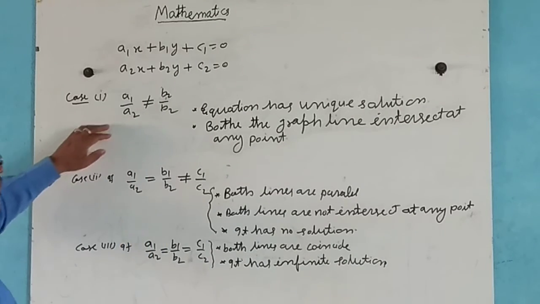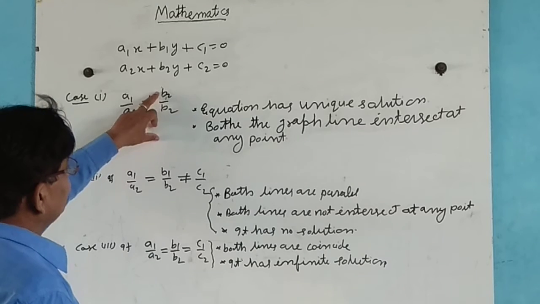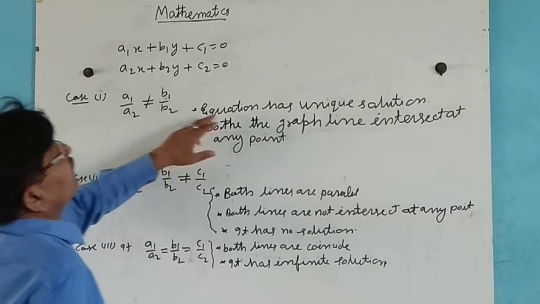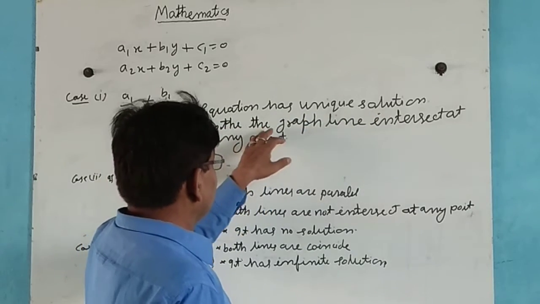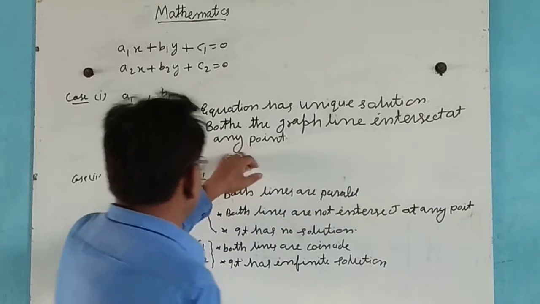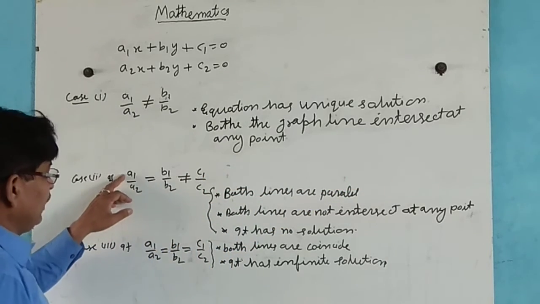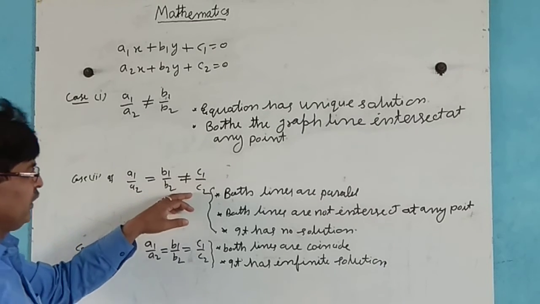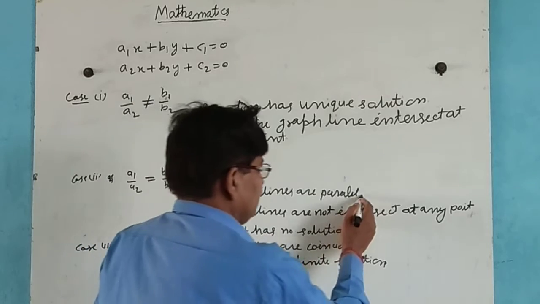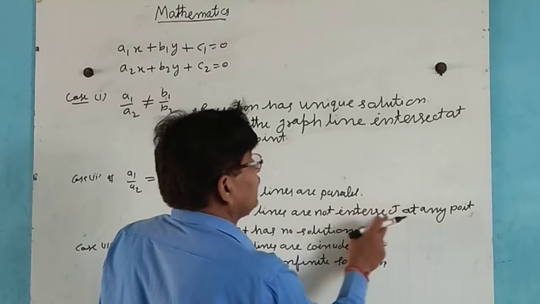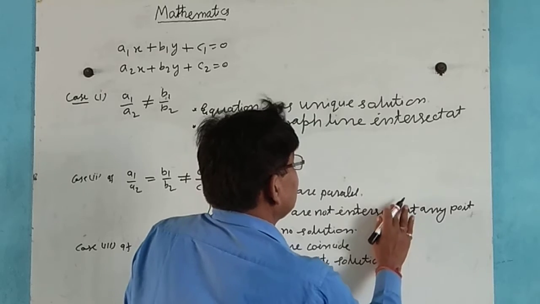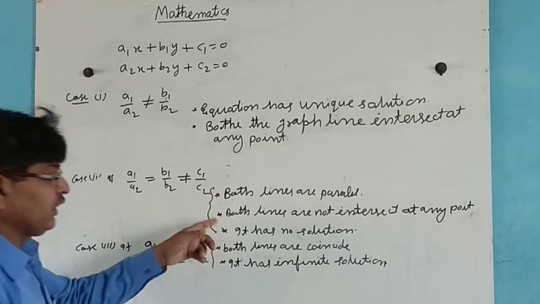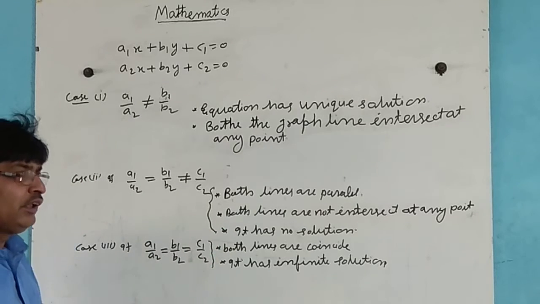So in the first case, a1 by a2 does not equal b1 by b2. The equations have a unique solution. Both the graph lines intersect at a point. If a1 by a2 equals b1 by b2 and does not equal c1 by c2, both lines are parallel. Both lines do not intersect at any point. It has no solutions, because both lines are parallel.